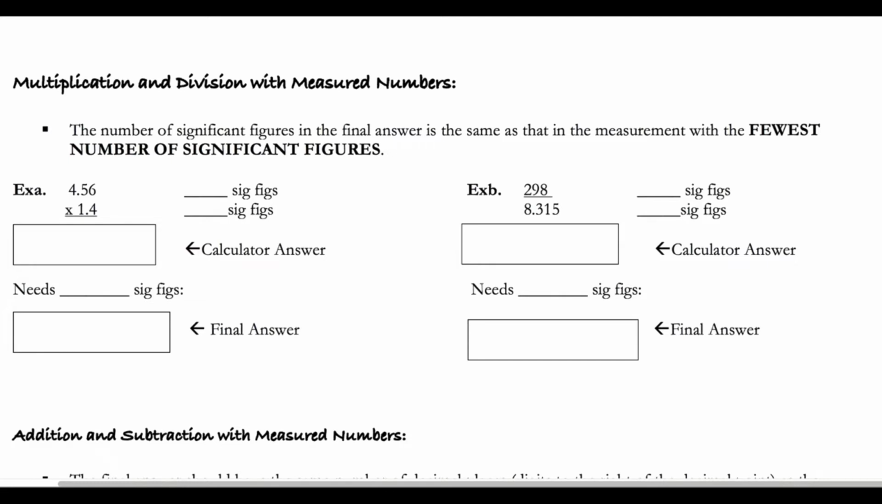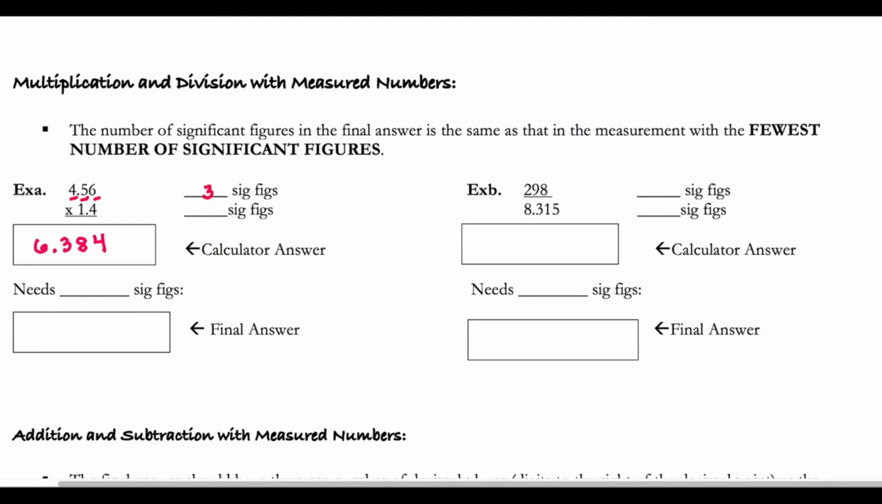So for example A, it gives me 4.56 times 1.4. The first thing I'm going to do is plug this into my calculator, and the answer I get is 6.384. That's my unrounded answer. Now, if I look at the two numbers I multiplied, 4.56, there's a decimal present right after the 4, which means I'm going to be counting from left to right. 4 is my leftmost number, so I'm going to start counting on the 4. So I'm going to have 1, 2, 3 sig figs.